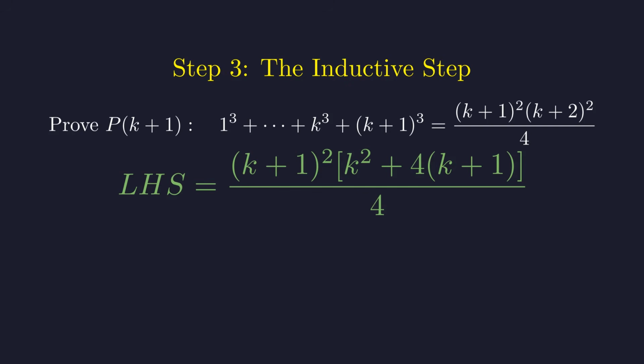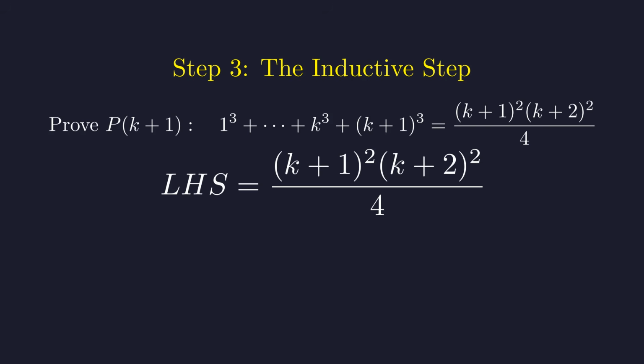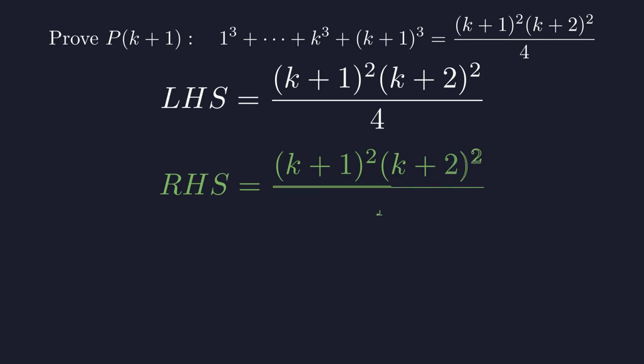Now, let's simplify the expression inside the brackets. We distribute the 4. This quadratic expression is a perfect square. K squared plus 4k plus 4 factors into k plus 2 squared. This result is identical to the right-hand side of our goal statement for P of k plus 1.